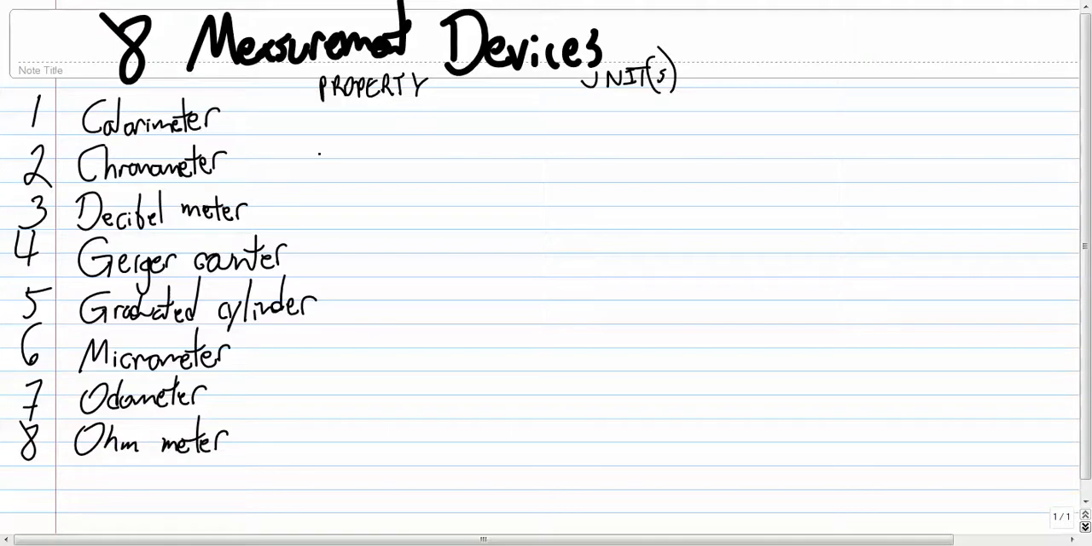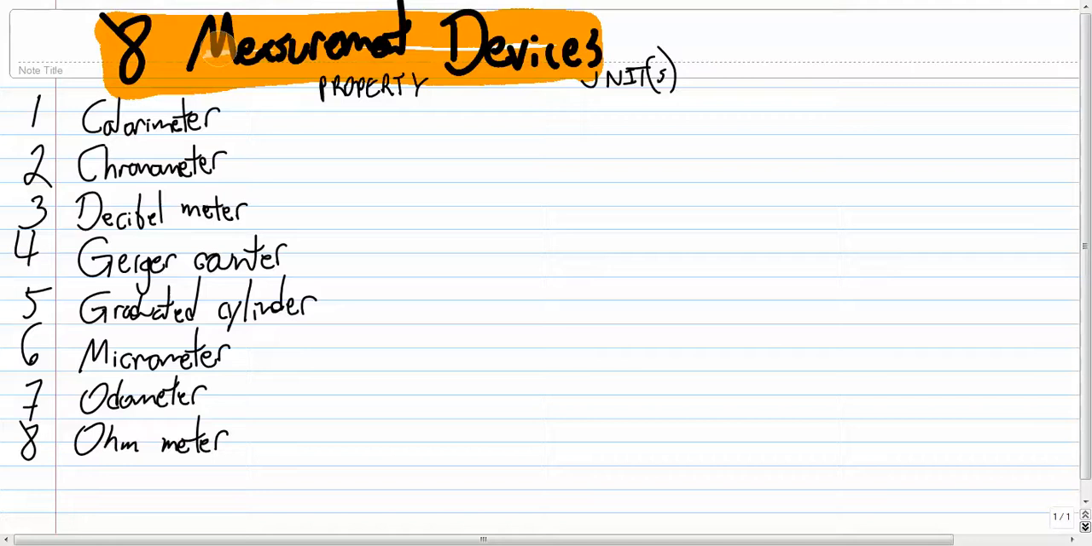Alright, so here we go, a second video with 8 more measurement devices, and we're also going to get the property or properties that each one measures and the unit or units. So let's get started. So first one, calorimeter.